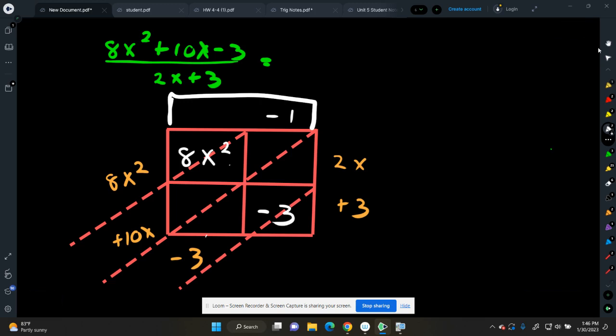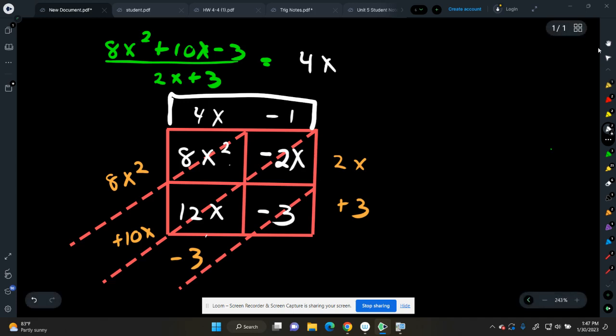So now I can fill in this corner. It's going to be negative 2x. Okay, so what goes up the top of this column? 4x. So now I can fill in down here. This is going to be 4x times 3, which is 12x. And everything adds up. Negative 2 plus 12 is 10. So we have 4x minus 1 as our answer.